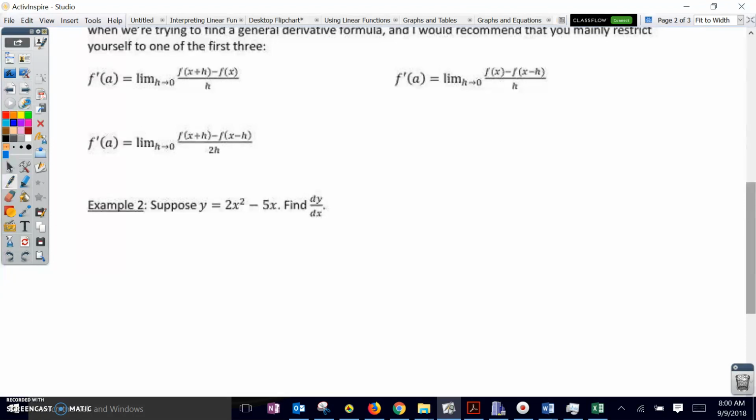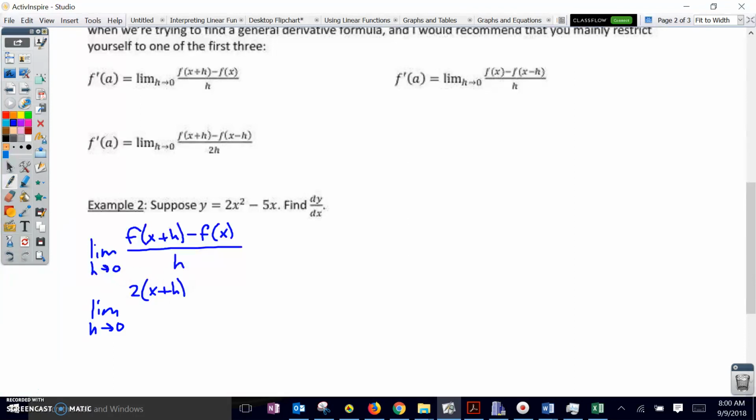So instead of having a numerical value to substitute into our difference quotient, we're going to have the limit as h goes to 0 of f of x plus h minus f of x all over h. And now I'm going to go ahead and substitute those into the function. So I've got 2 times the quantity x plus h quantity squared minus 5 times the quantity x plus h minus, now here I'll just bring in my function as is. I've got all of that over h.